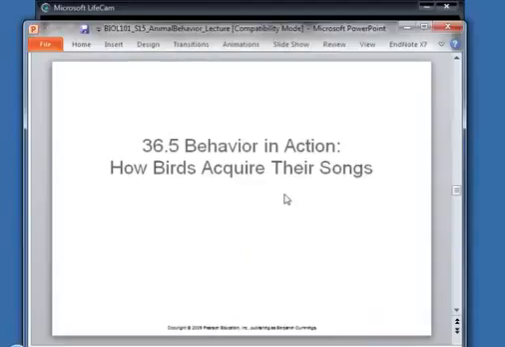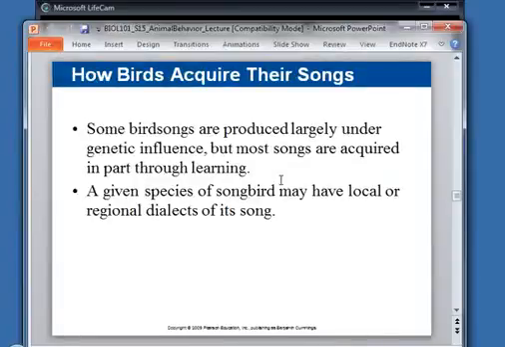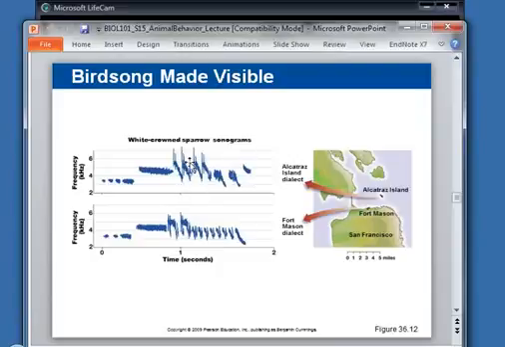All right, let's look at an example of behavior in action, how birds acquire their song. Bird songs are under genetic influence, but the ones they learn come about through the ones they hear when they're growing up. Here's an example of two white-crowned sparrows. You can almost think of these as different languages. These are just patterns or frequencies of a song.